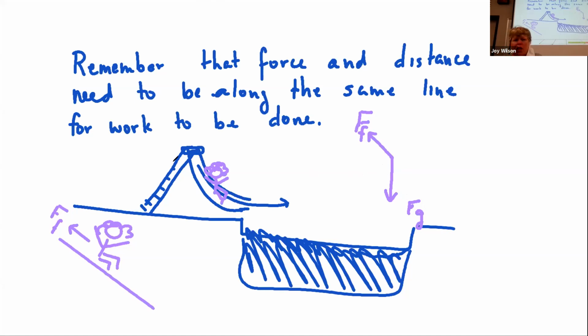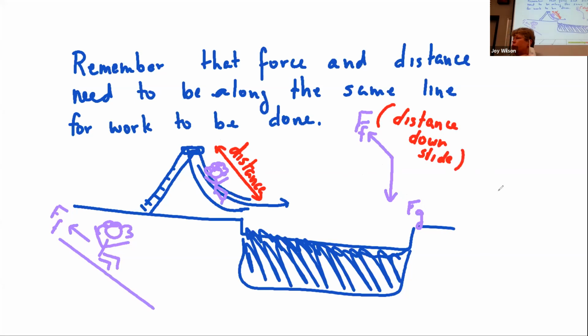If I want to find the work done, for the frictional work we need the distance that you go down the slide. So this one would need distance down the slide, because the frictional force works along the surface of the slide. Since it works along the surface, the distance you measure should be the distance along the slide. What about the force due to gravity, though?